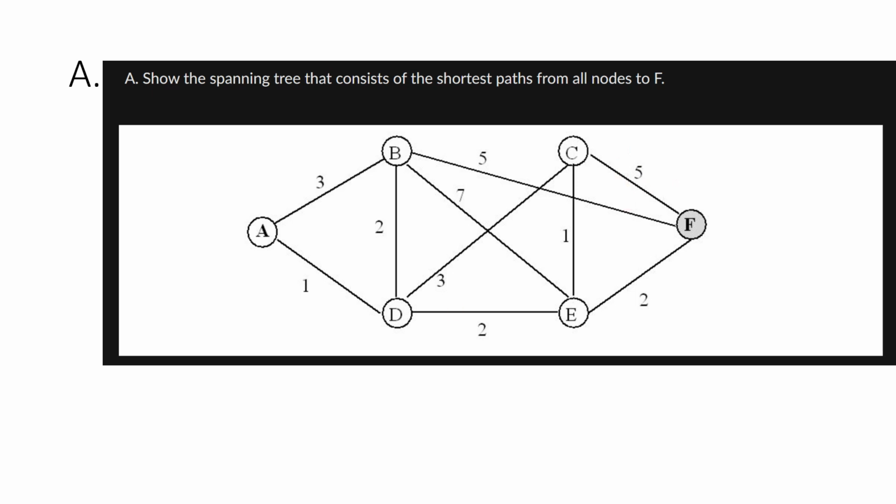So doing that for all nodes, we end up with this path to connect all of them to F as the shortest path, with B being the only one directly connected to F along with E, with everything else going through E to get to F.